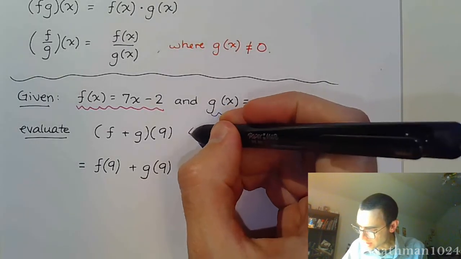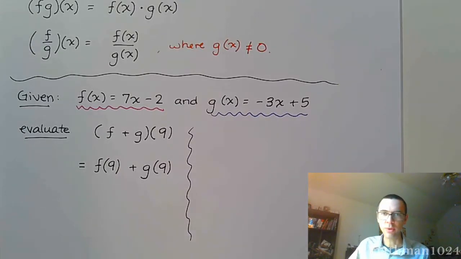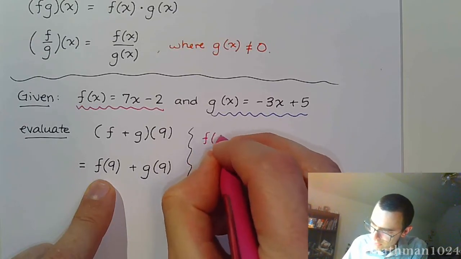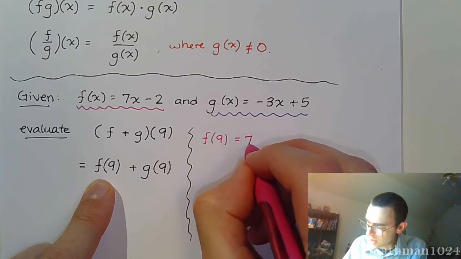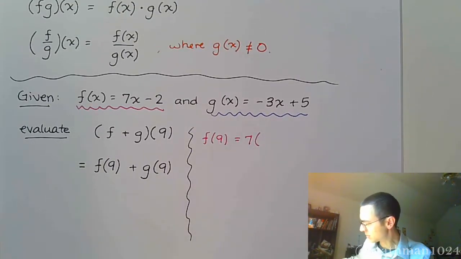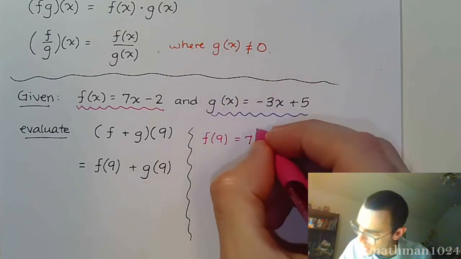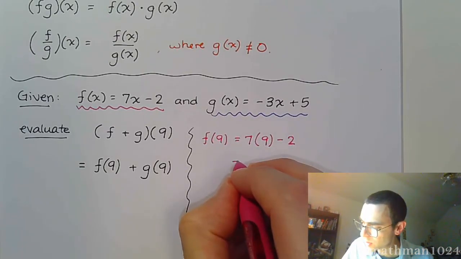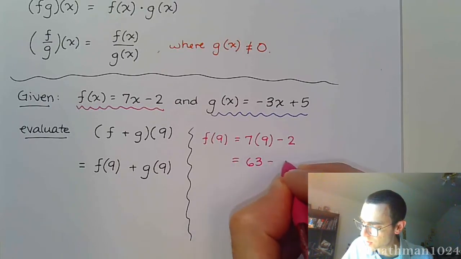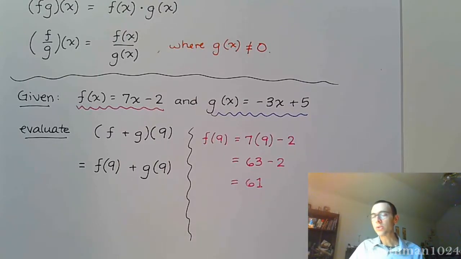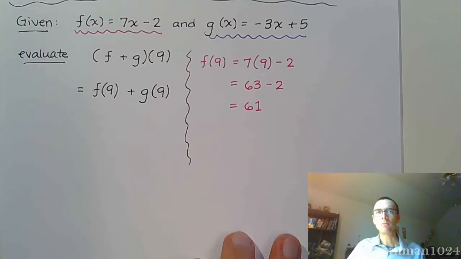So what I want us to do is take each of these and, off to the side, evaluate them. First things first, we have f(9). So f(9) is equal to 7, and again, we're using parentheses when we do the substitutions, so 7(9) minus 2. It's just a matter of doing our order of operations. So we get 63 minus 2, and we get 61. Now understand that 61 is not the final answer. It's what f evaluated at 9 equals.